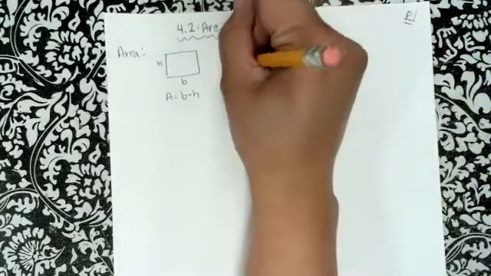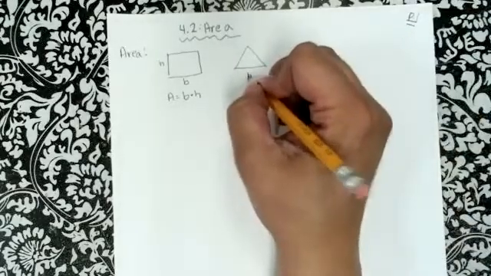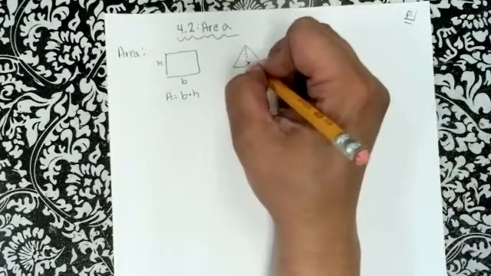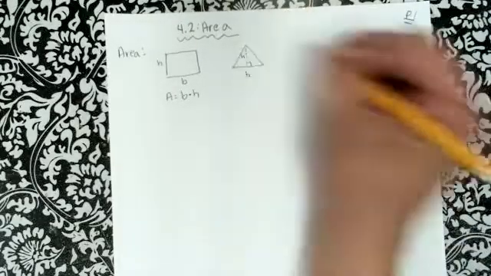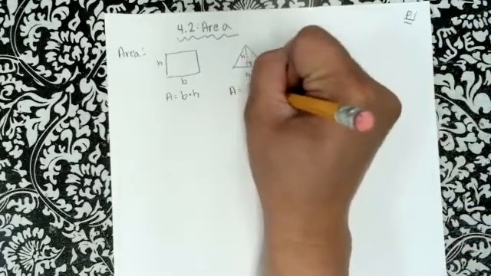If you had a triangle, this is going to be your base, and your height is actually perpendicular to the base. So the area of a triangle is base times height divided by 2.